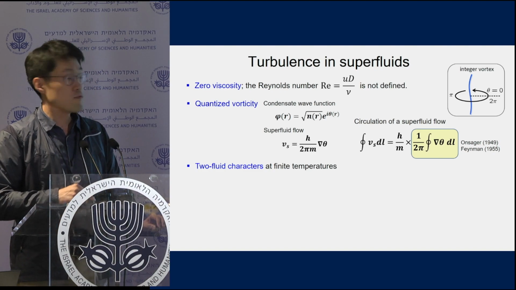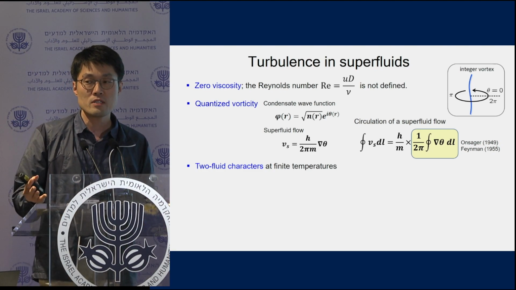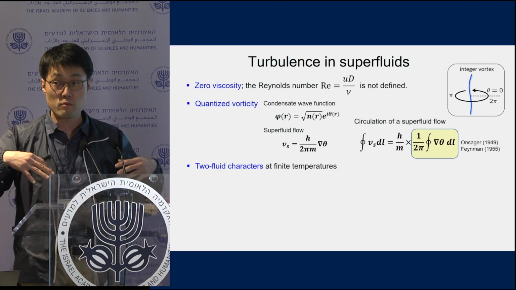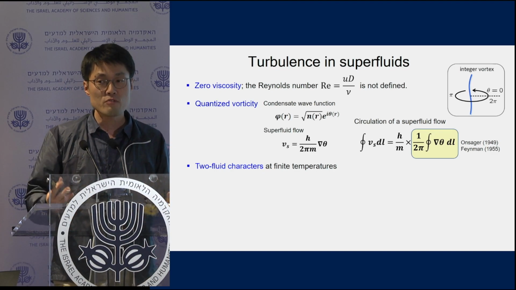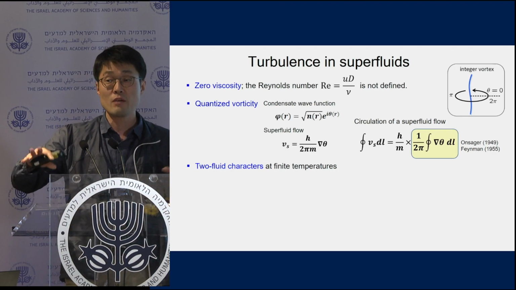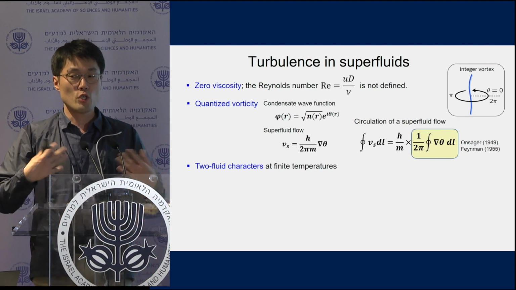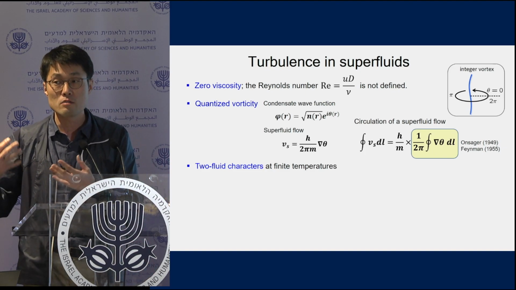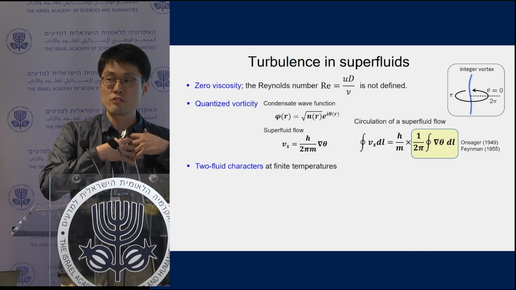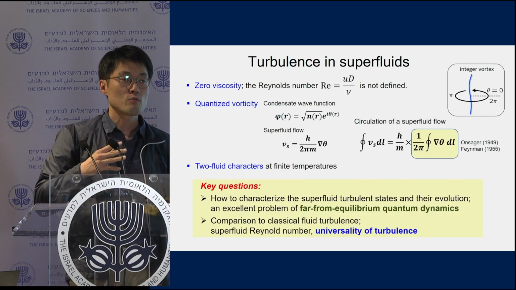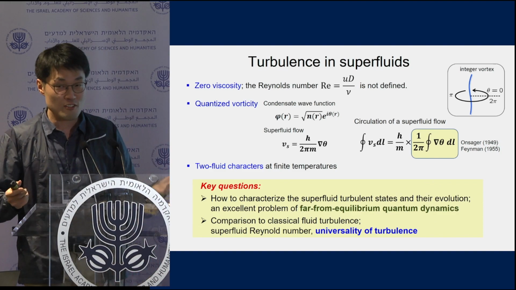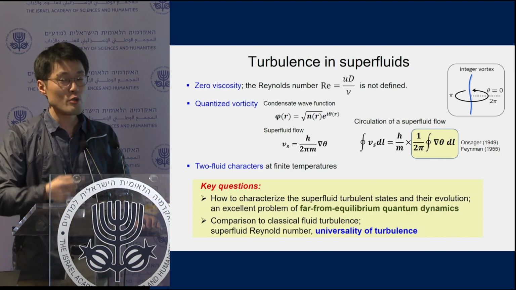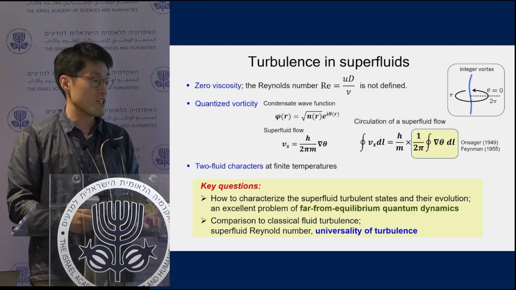Also, it has two-fluid character. Superfluid coexists with a thermal fraction, a thermal component, which is not condensed into the superfluid part. So when you try to describe the turbulence or fluid dynamics in the superfluid system, it would show the two-fluid character. And between the superfluid part and the non-superfluid part, there would be some kind of mutual interactions and frictions. So it's a very complicated system, right? But it's a new and exciting system. The key question is how we characterize the superfluid turbulence state and its evolution.